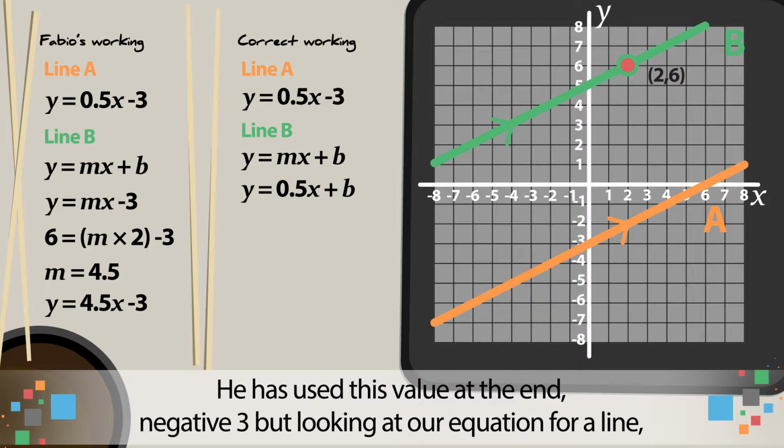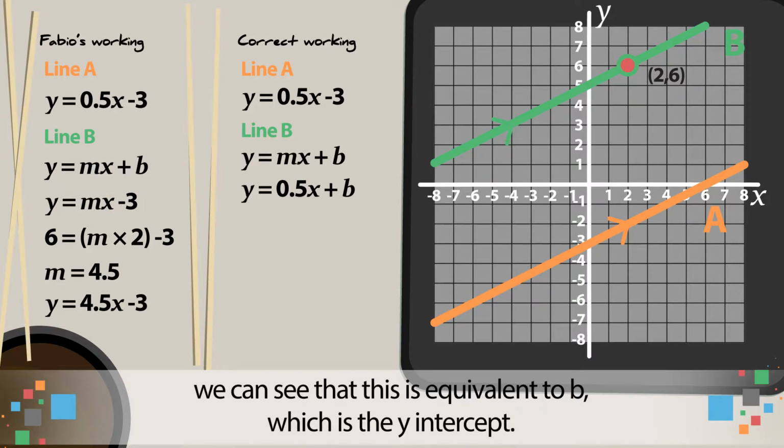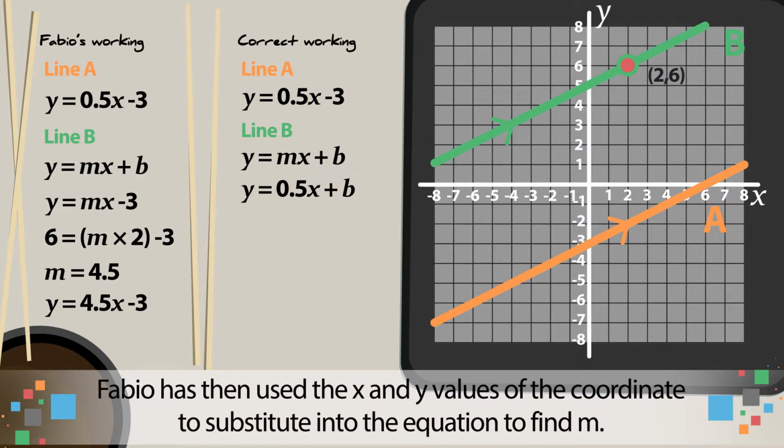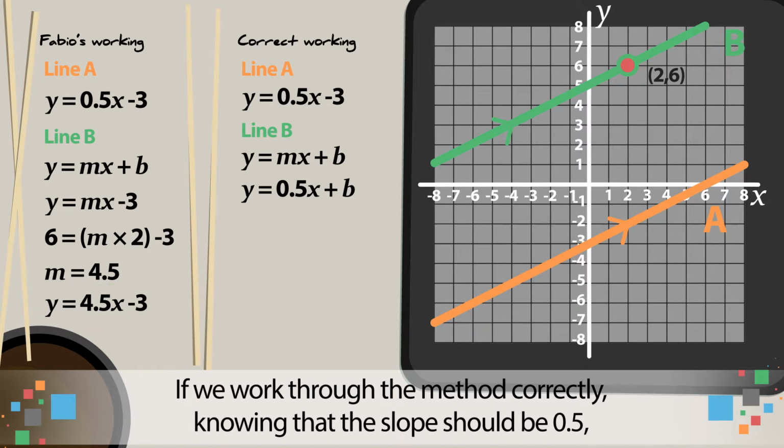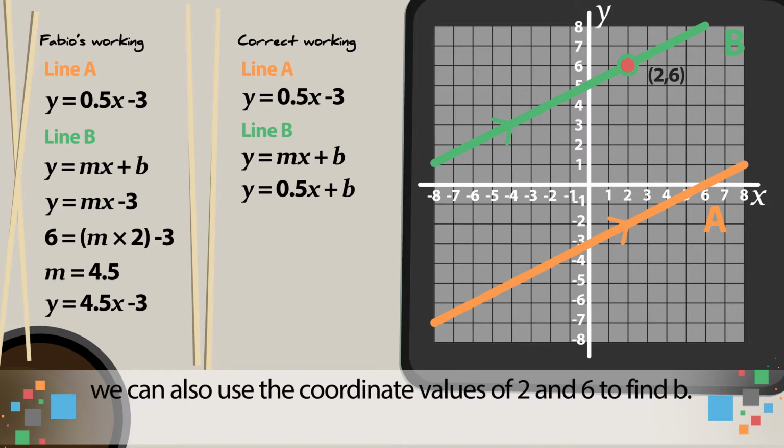But looking at our equation for a line, we can see that this is equivalent to b, which is the y-intercept. Fabio has then used the x and y values of the coordinate to substitute into the equation to find m. From there, he has then found his answer for the equation. If we work through the method correctly, knowing that the slope should be 0.5, we can also use the coordinate values of 2 and 6 to find b.